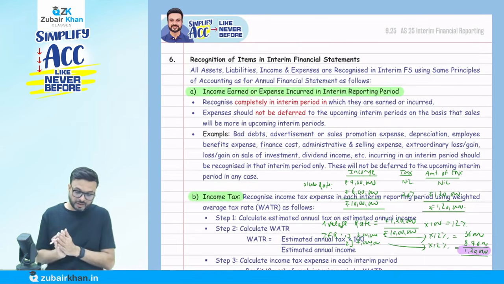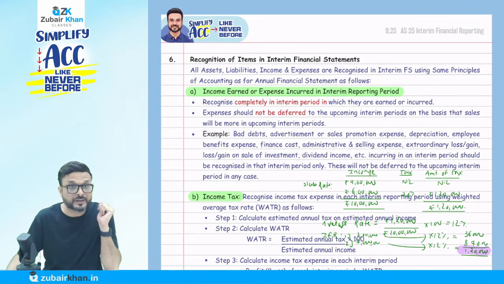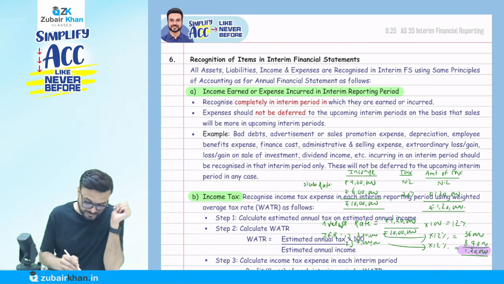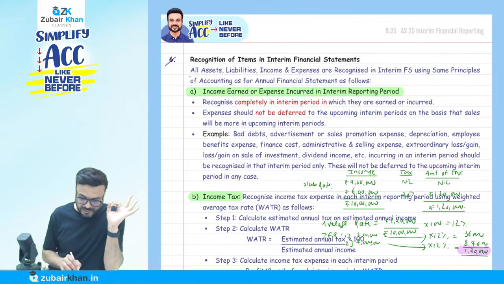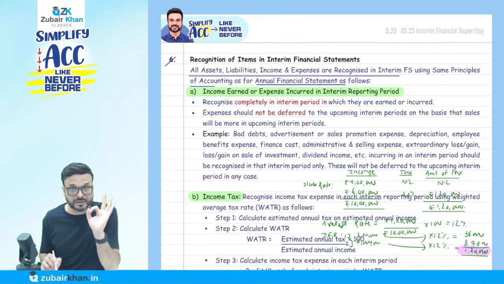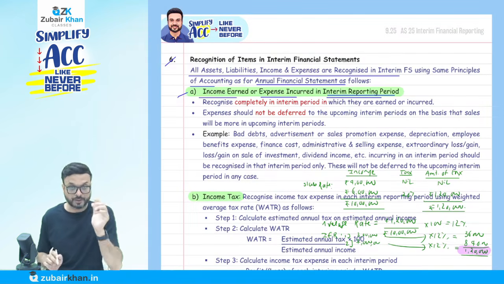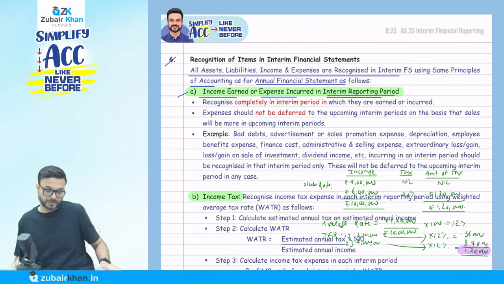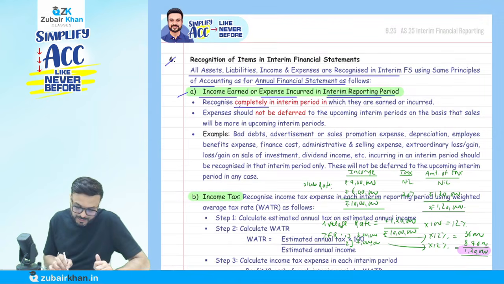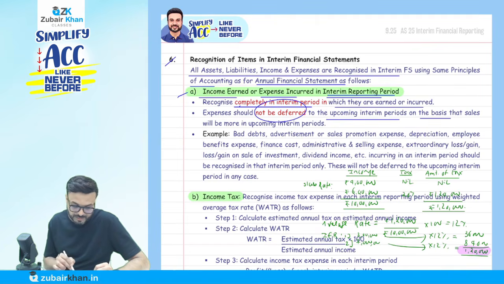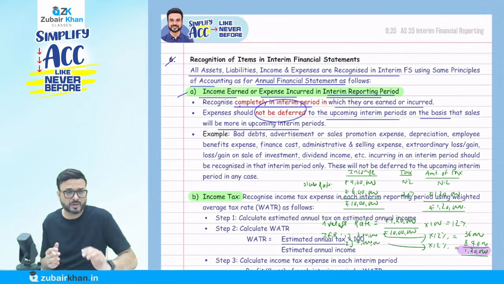So what does it say about recognition of items in the interim financial statement? First of all, assets, liabilities, income and expenses are recognized in the interim financial statement using the same principles of accounting as we follow for the annual financial statement. Second, income earned or expenses incurred in interim financial reporting, now listen carefully, are recognized completely in the interim period in which they are earned or incurred. Expenses should not be deferred to the upcoming interim period on the basis that the sales will be more in the upcoming interim period. We cannot say that here.